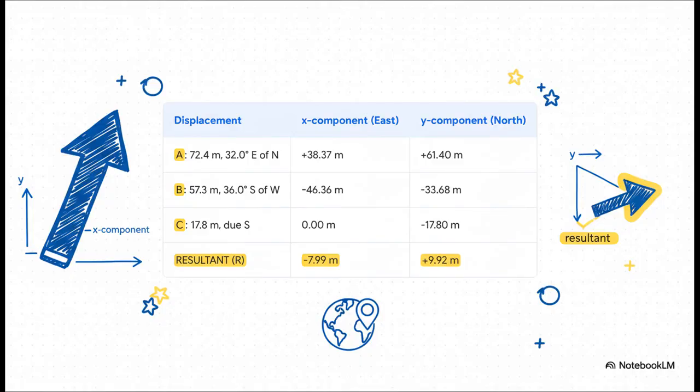Check out this example from some kind of reality TV challenge. You've got 3 different, complicated movements. But look what happens once we break each one down into its east-west, that's the x component, and north-south, the y component. We just add up the numbers in each column. So plus 38.37 minus 46.36 plus 0 gives us negative 7.99. I mean, it's that simple.